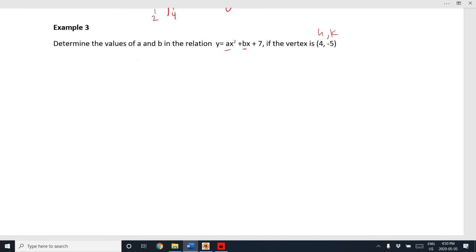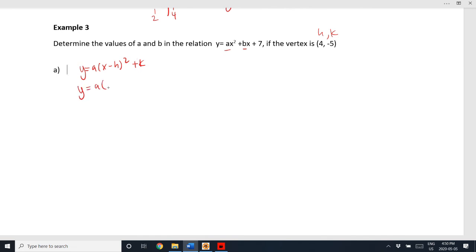So we want to determine the values of a and b in this relation. y is equal to ax squared plus bx plus 7. Okay, so the first thing we're going to do is start off by writing out what we know about the vertex form of this equation. So we know y is equal to a(x minus h)² plus k, and if we fill in our values for h and k, we'll have something like this.